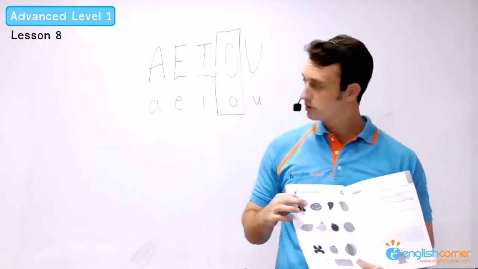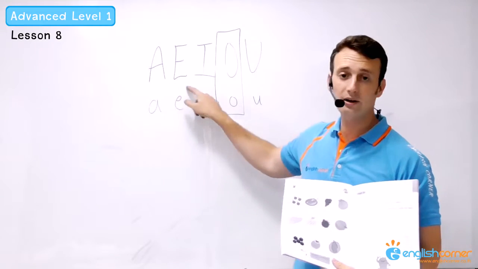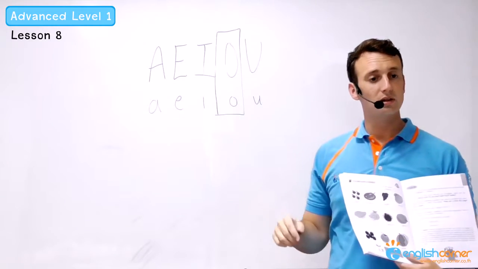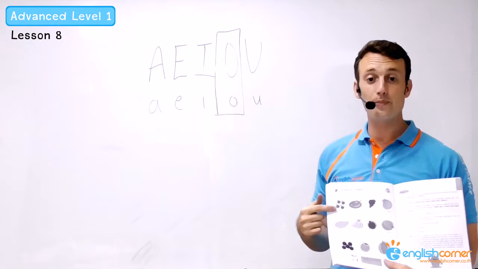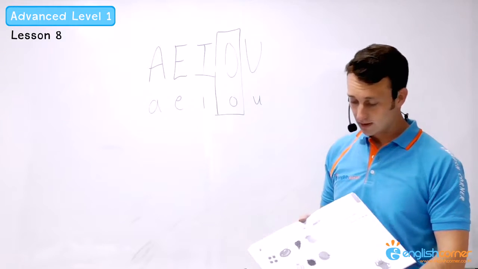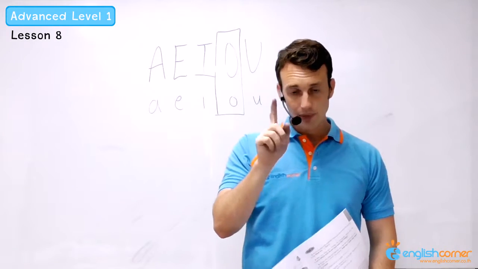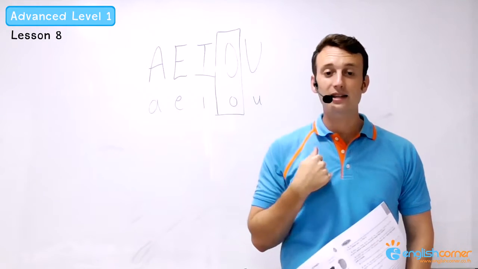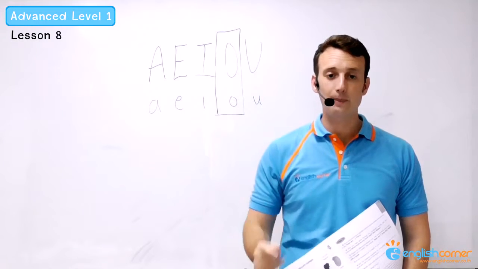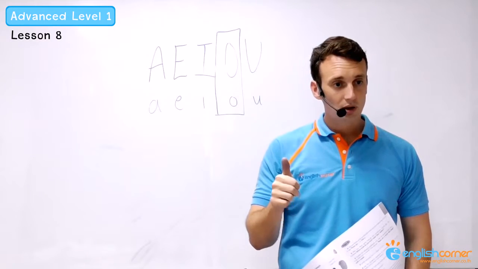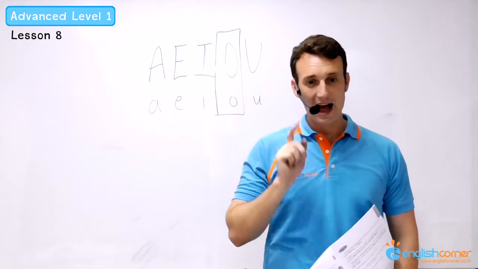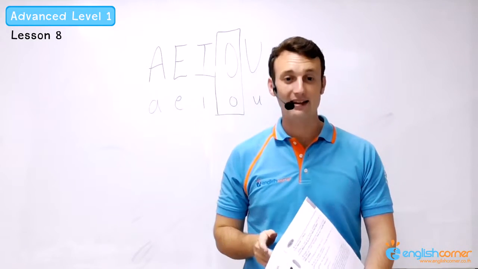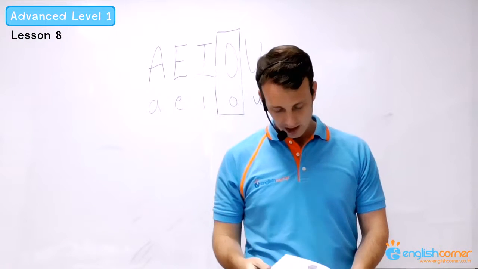Do you see a fruit that starts with a vowel? Apple. Very good. So if you have one apple, can I say, I have a apple? Bad. You have to say, I have an apple. Very good.